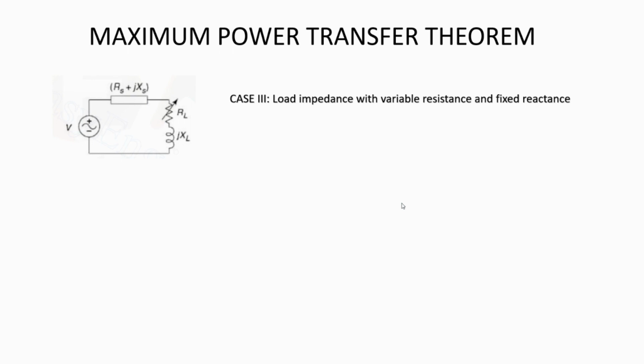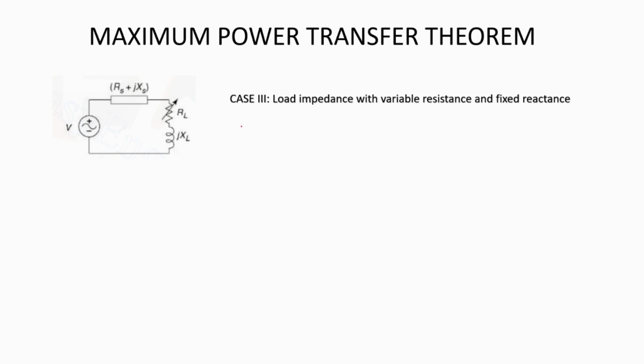Today we are going to continue with the maximum power transfer theorem and we are going to look at the third case. In this case, we are going to have a load impedance with a variable resistance, but the reactance is going to be fixed. So let us first find out what the current through this circuit is going to be.